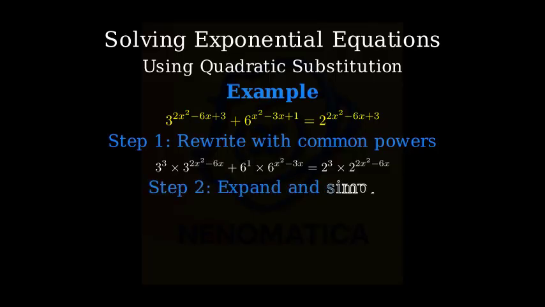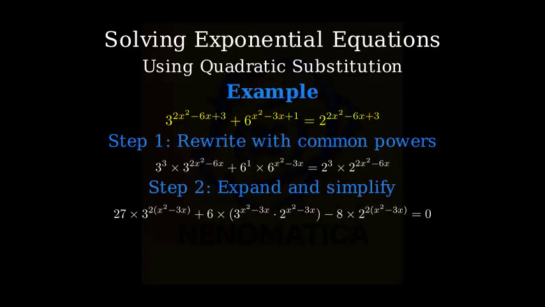Step 2. Now, let's calculate the constants and rearrange the equation to standard form. 3 cubed equals 27, 6 to the power of 1 is just 6, and 2 cubed equals 8. We'll also move everything to the left side of the equation to get 0 on the right. Notice that we can rewrite the expression for the exponent of 3 as 2 times x squared minus 3x. Also, the second term is actually the product of 3 and 2, each raised to the power of x squared minus 3x. The third term has 2 raised to the power of 2 times x squared minus 3x.